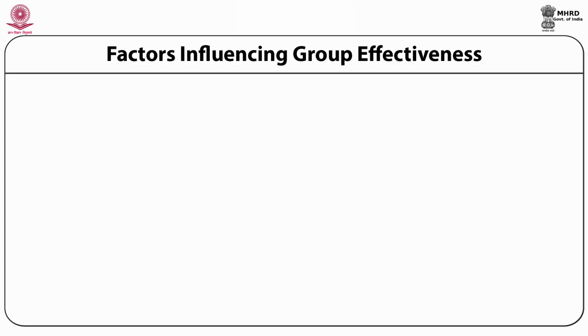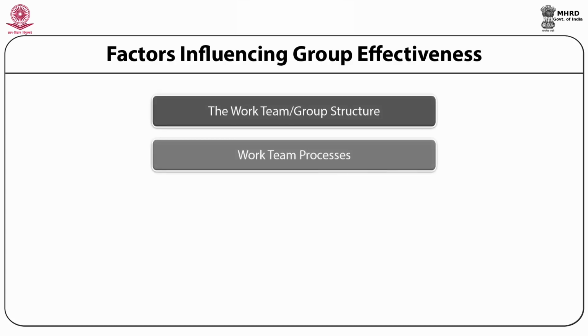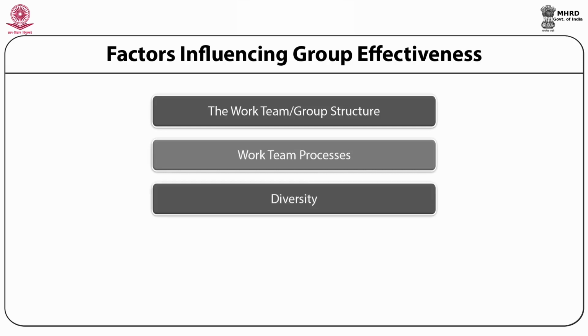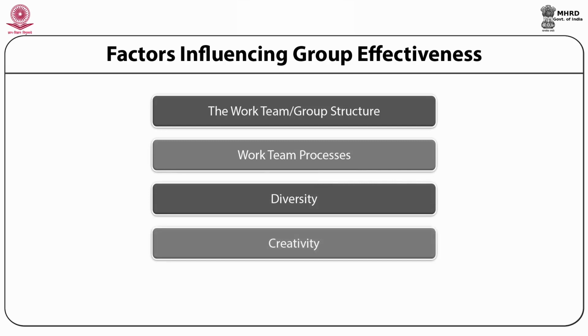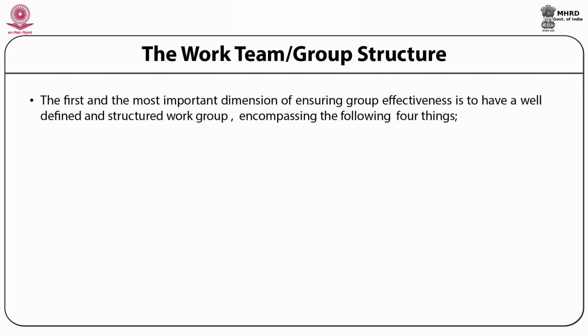There are 4 factors. The first is the group structure. The second is the work team processes. The third is the diversity in the group. And the fourth is the creativity of the group. The work team or the group structure is the first and the most important dimension of ensuring group effectiveness, which has to have 4 things.